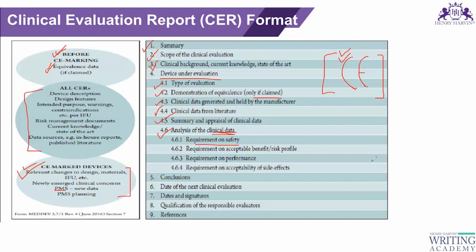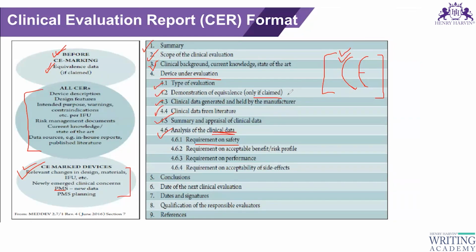Okay. Then next you have to write the dates and signatures of the clinical evaluators, then the qualification of the responsible evaluators. What are the qualifications of the evaluators, you have to write. And with that you have to give the references of the articles or the information which is used for writing this report. So these are the general contents which should be there in a clinical evaluation report. Okay, understood everyone?